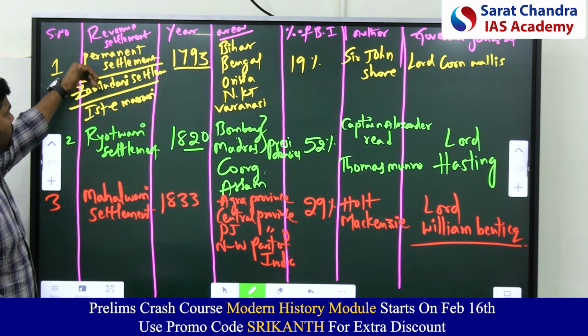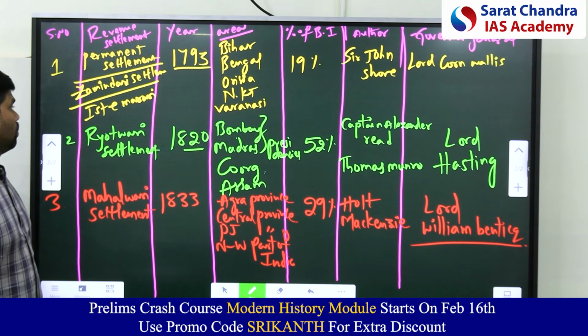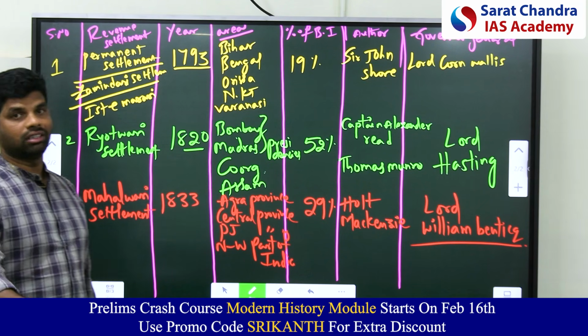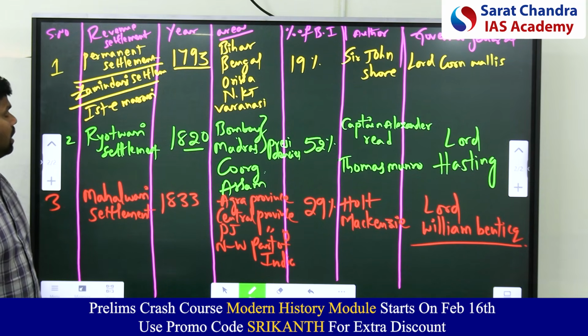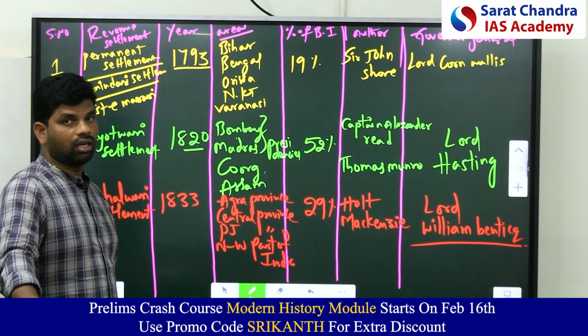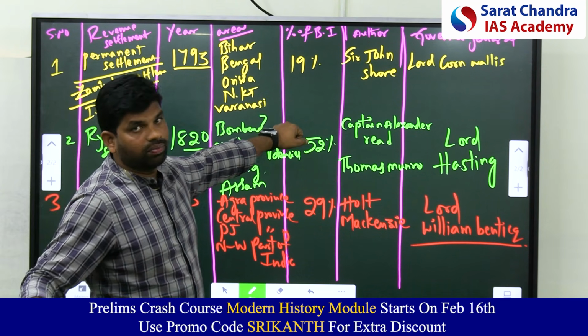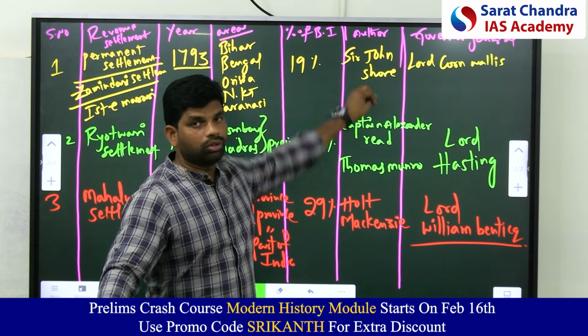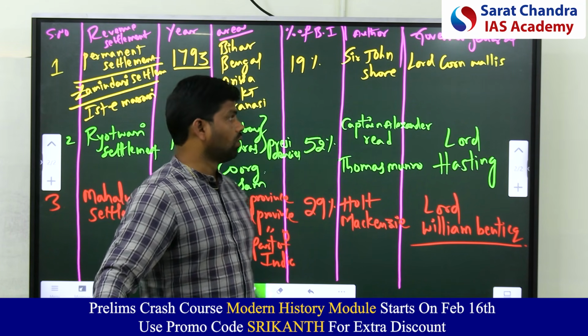The first settlement is the Permanent Settlement, which is also known as the Zamindari Settlement. It is known as Istamrari, a Hindi word derived from the Persian word which means perpetual, permanent. Introduced in the year 1793 in the areas of Bengal, Bihar, Orissa, northern part of Karnataka and Varanasi regions. It covers 19% of British India, and it was introduced by Sir John Shore. And the Governor General during this time was Lord Cornwallis.